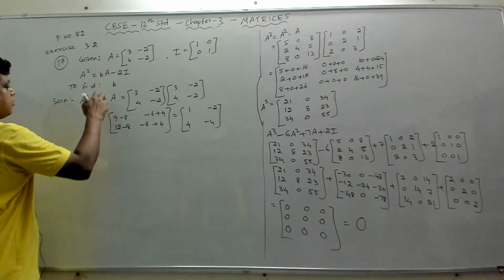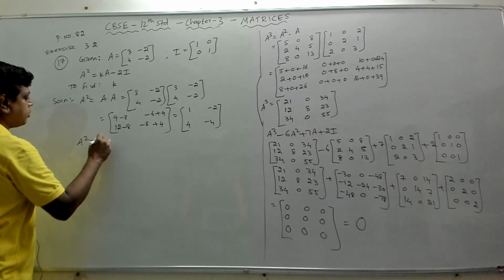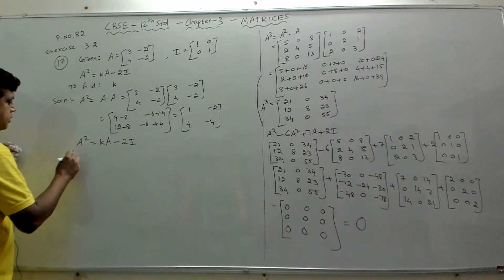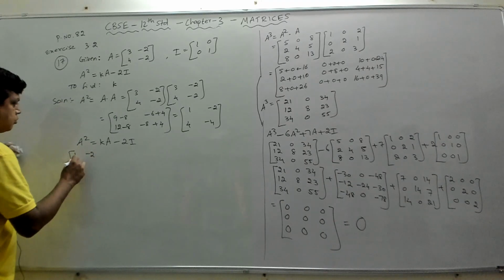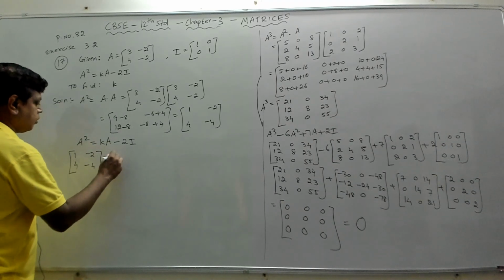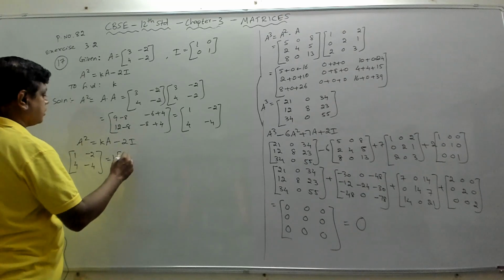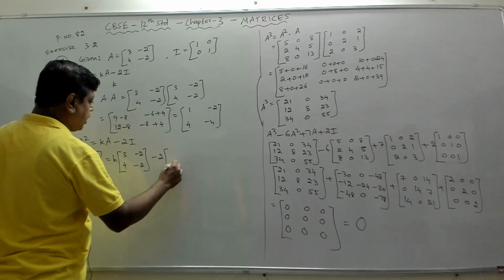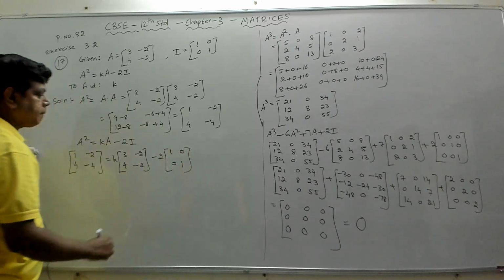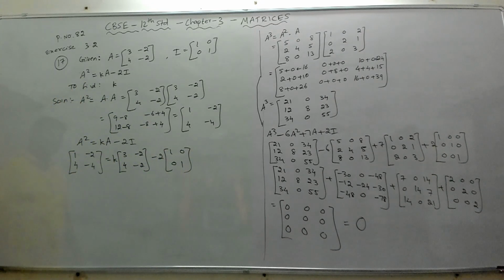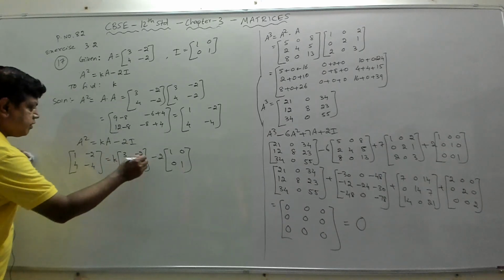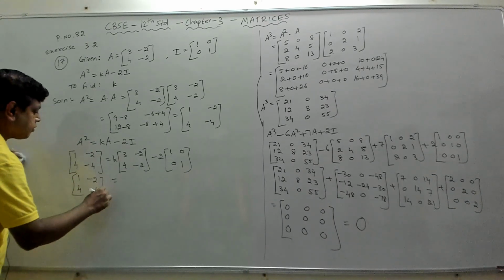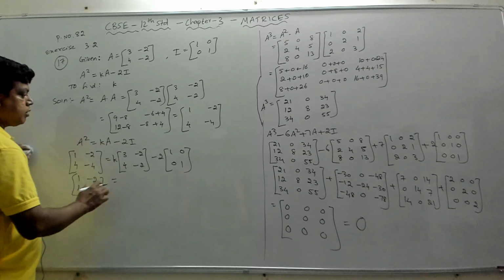Now we have found A square, so we substitute it here. A square is equal to Ka minus 2i. So 1, minus 2, 4, minus 4 is equal to K into A, which is 3, minus 2, 4, minus 2, minus 2 into I, which is 1, 0, 0, 1. The left hand side is just one matrix. The right hand side we should make into one matrix, and then compare them, because both will become equal matrices.